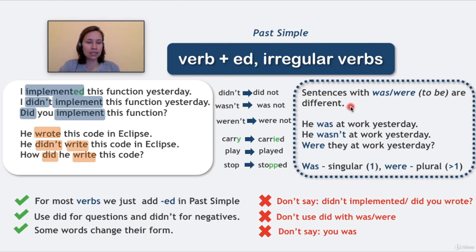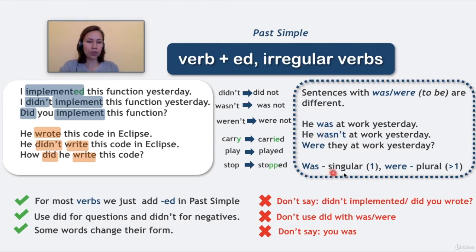So let's see. Sentences with was, were are different. Look at the examples here. He was at work yesterday. He wasn't at work yesterday. Were they at work yesterday? So you see that was, wasn't, and were are used just by themselves. Nothing is added. You don't use did or didn't with those sentences. Just change be into the relevant form.